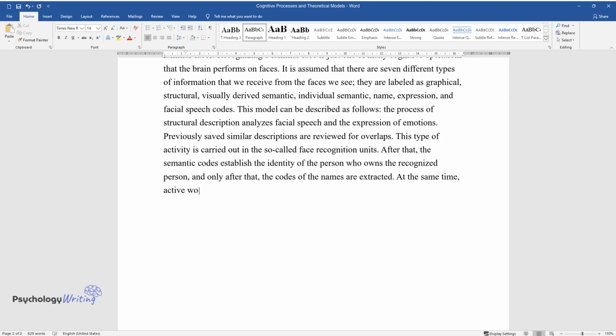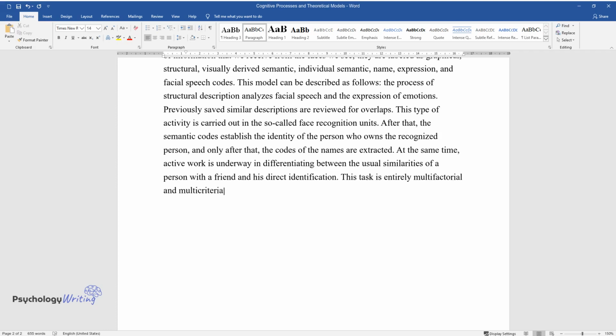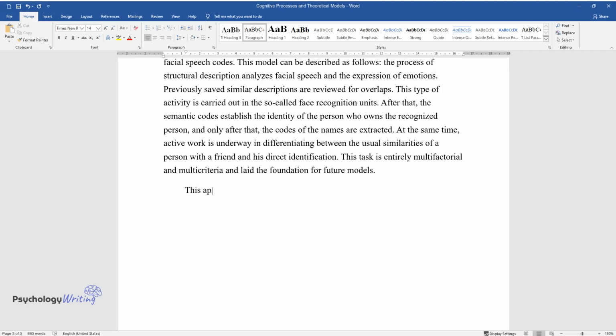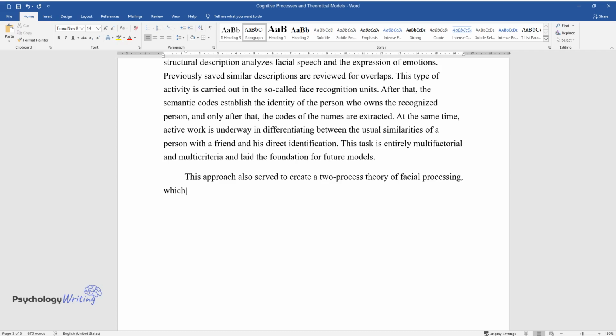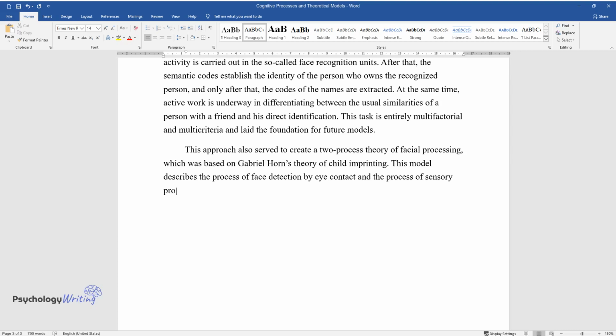At the same time, active work is underway in differentiating between the usual similarity of a person to a friend and his direct identification. This task is entirely multifactorial and multi-criteria and laid the foundation for future models. This approach also served to create a two-process theory of facial processing, which was based on Gabriel Horn's theory of child imprinting. This model describes the process of face detection by eye contact and the process of sensory processing of the received visual information.